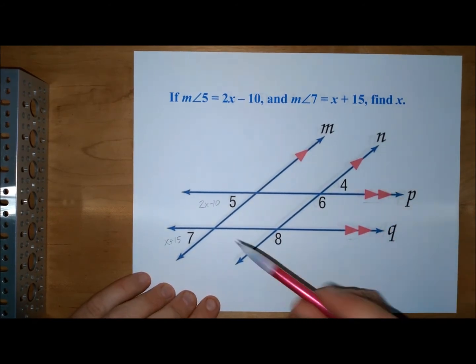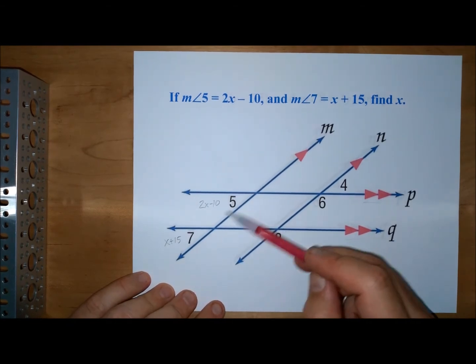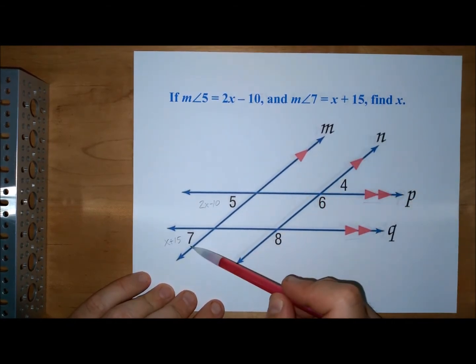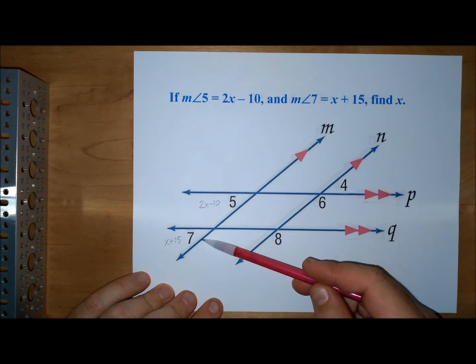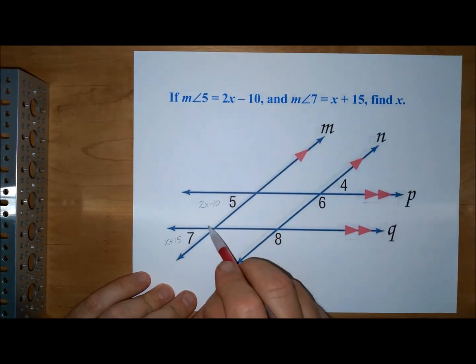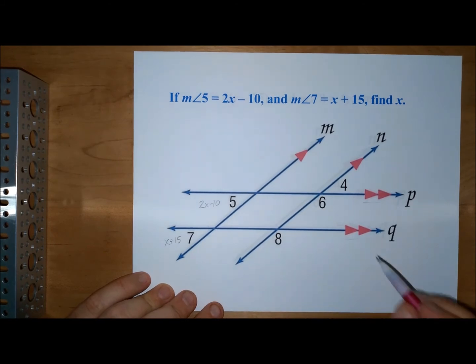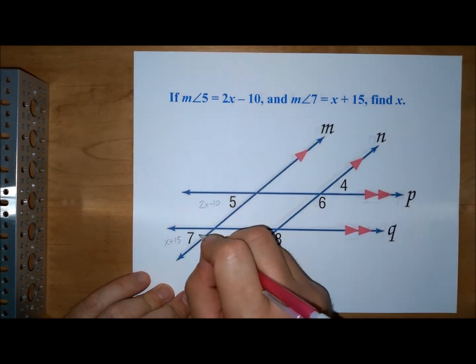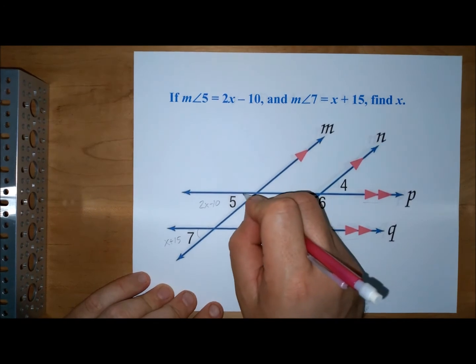And what's the relationship between these two angles? They are both on the same side of the transversal M, and they're both on the lower side of their corresponding lines, both on the same side of their corresponding lines. So these are corresponding angles. And when the lines that form them are parallel, these guys will be congruent.